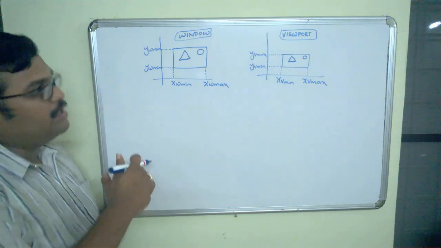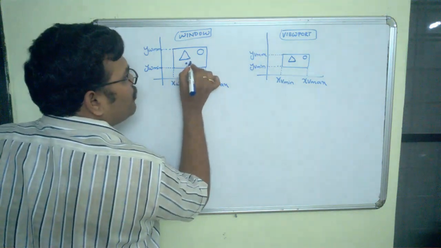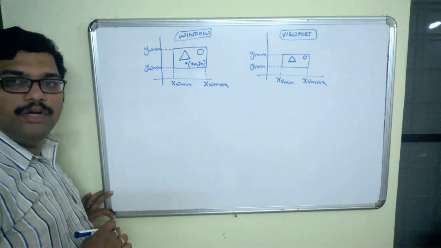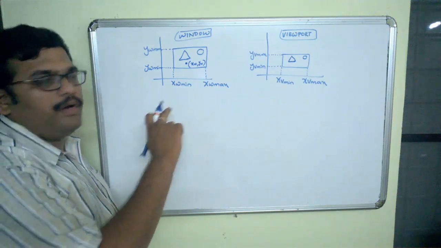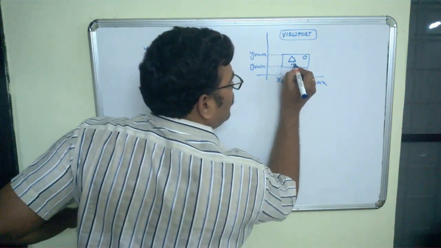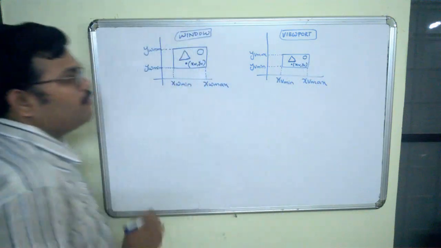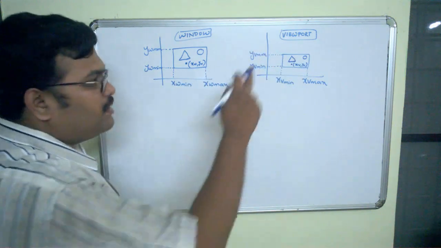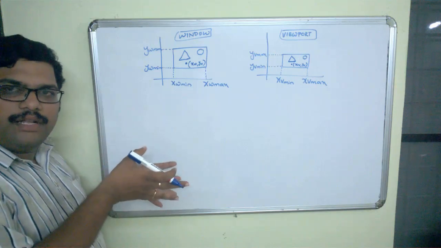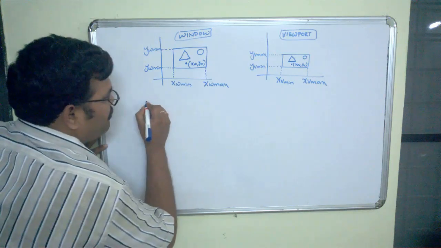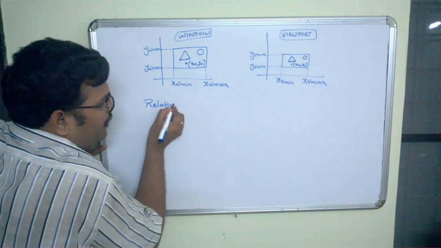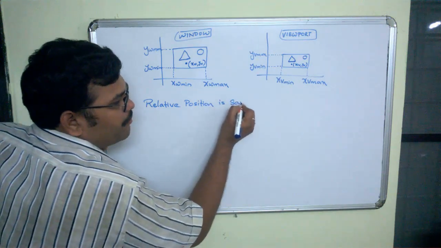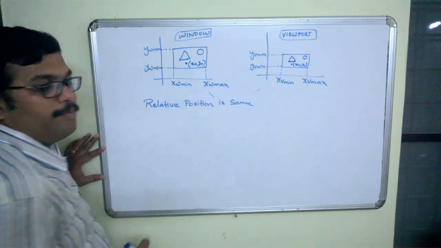So window coordinates. Let us consider a point. This is a point, that is xw comma yw, and we need to find the corresponding viewport coordinates, that is xv comma yv. So we have window coordinates and we need to find the viewport coordinates. For this purpose, as we have discussed just now, the relative position is the same for both the window and viewport.